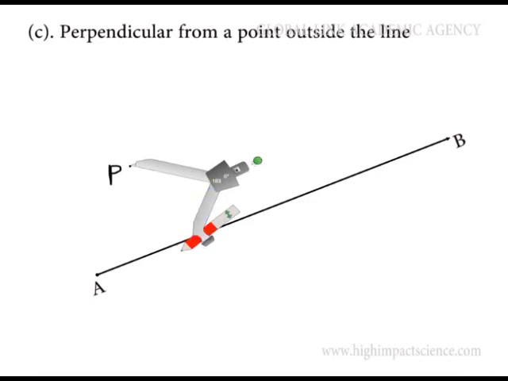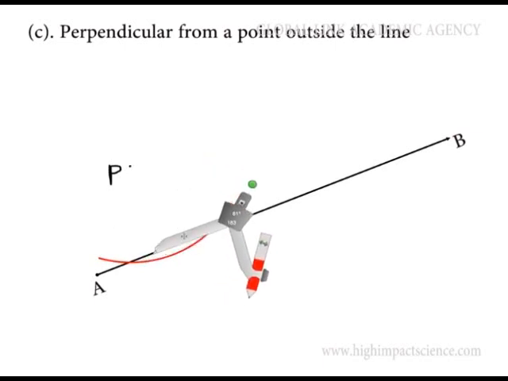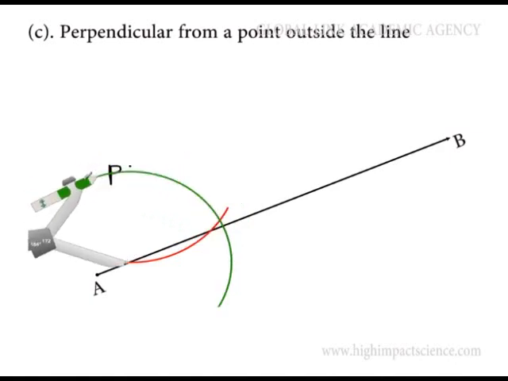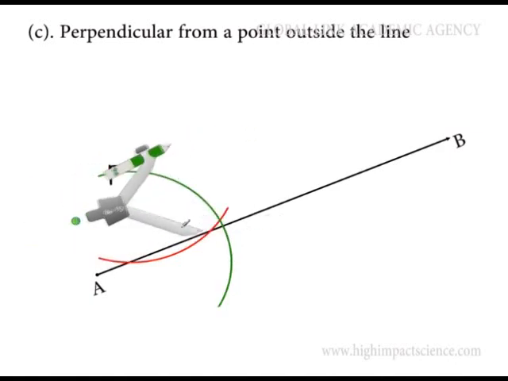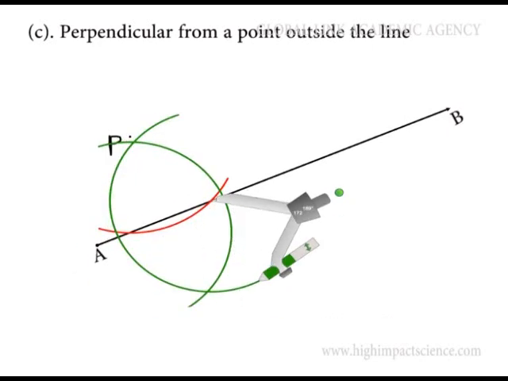Open it sufficiently and mark an arc that cuts the line at 2 points. Then place the compass at one point of intersection and make an arc. Place it on the other point and make another arc. The last part is to draw a straight line through the 2 intersection points. And so we have dropped a perpendicular to AB from P.